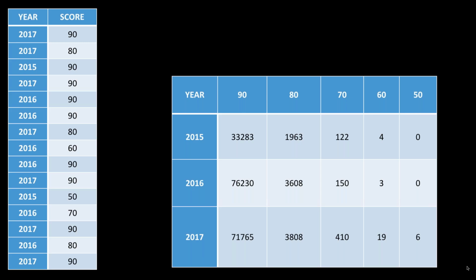Again, we have the year on the first column and the scores, typically how we see it, but this doesn't give us any information of what was happening in the year. So when we pivot again, we want to make it a whole lot easier. So in this case, 2015, score of 90, 33,000.